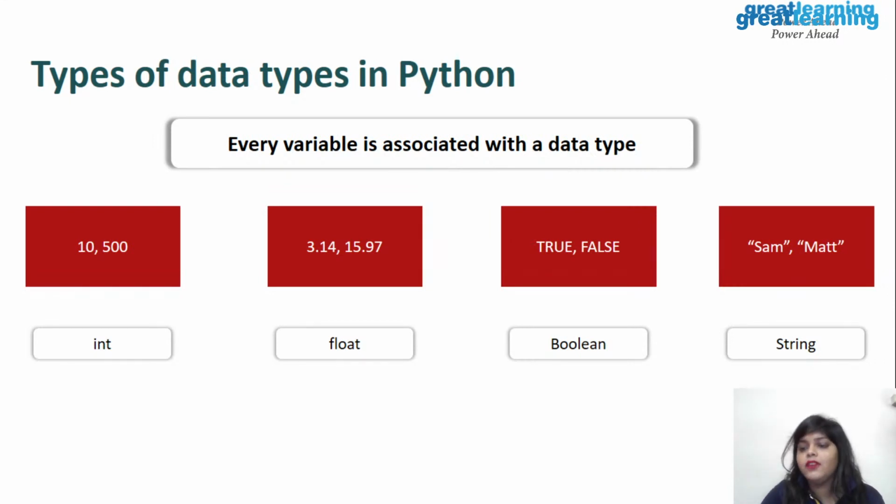Then we have string. If you have any type of sentence, name, any particular organization name, that will come under your string type, right? And also we have list, set, dictionary. Now I'm not going to talk about all these list, set, dictionary, because some of you are really new to Python. I don't want to make you confused on that.